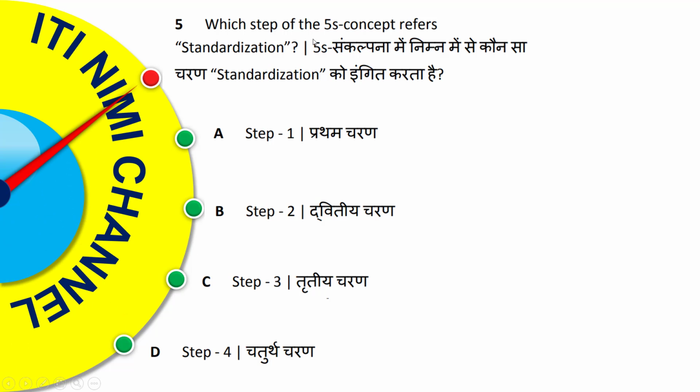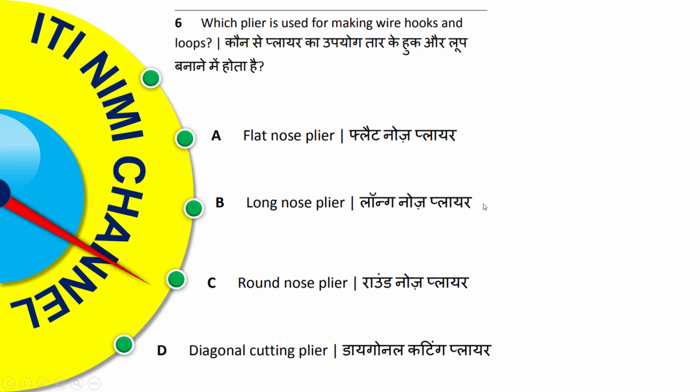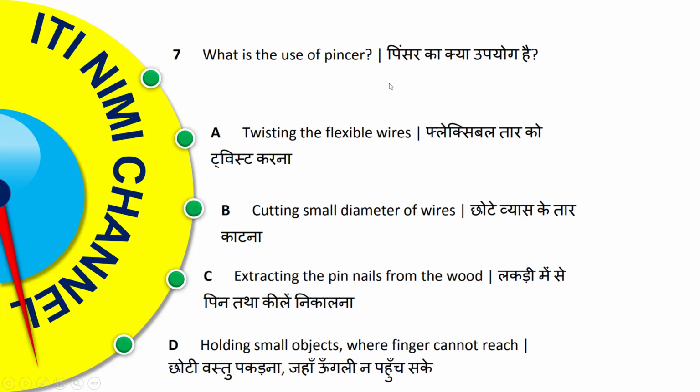Which step of the 5S concept refers to standardization? Step 1, Step 2, Step 3, Step 4. The answer is Step 4. Which plier is used for making wire hooks and loops? Flat nose plier, long nose plier, round nose plier, diagonal cutting plier. The answer is round nose plier.